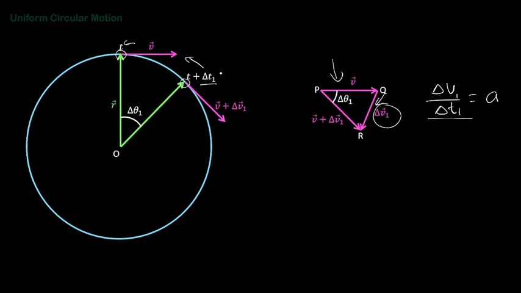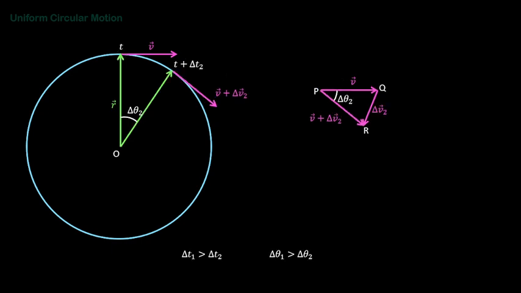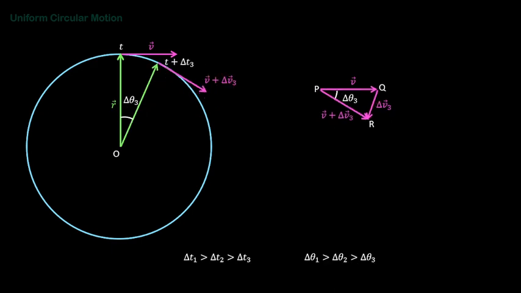Now we consider the situation when we decrease this time interval. The time interval is decreased to delta t2. The angular displacement also decreases to delta theta 2, and this situation is pretty much similar to the previous one. We again decrease the time interval to delta t3. The angular displacement also decreases, and this is the situation.